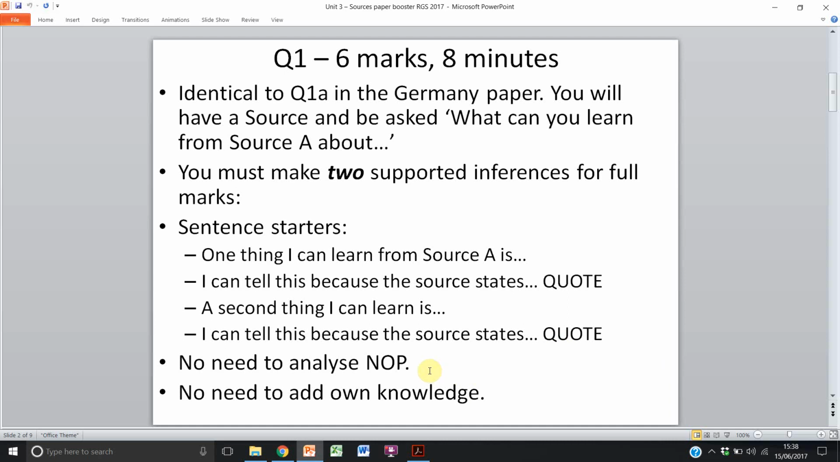You do not, for this question, need to analyse nature, origin and purpose, and there is also absolutely no need to add your own knowledge. Okay?